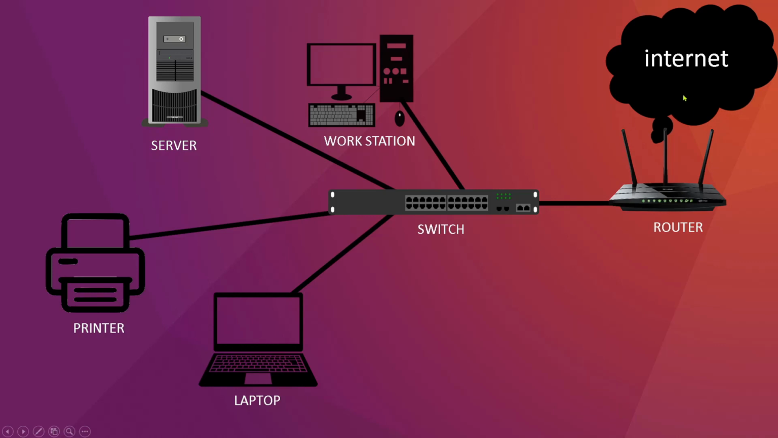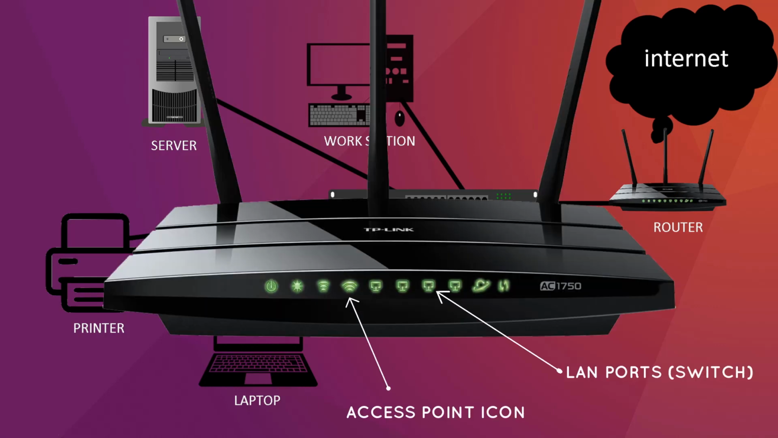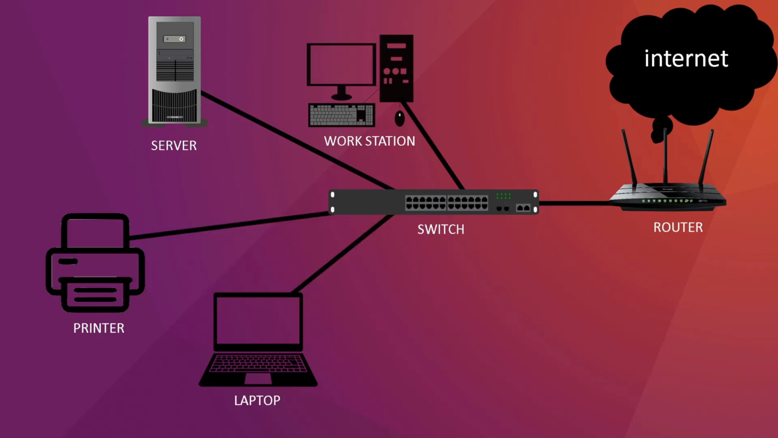In most cases, the switch, access point, and router are usually integrated in one device. This is why you see most home networks only have a router and no switch. It's because the switch is integrated in the router, as shown in this picture here.